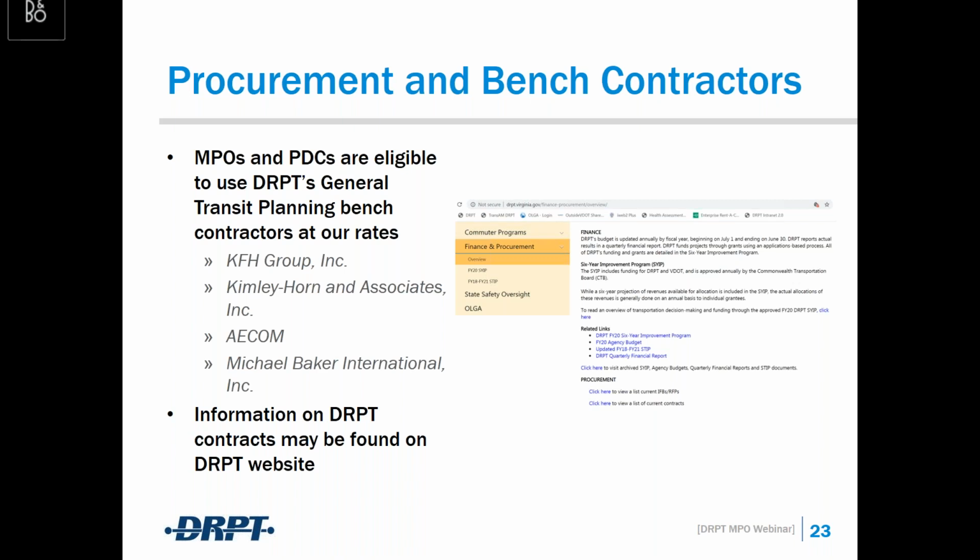So last but not least, just wanted to point this out. I'm not sure if you all are aware of this, but DRPT does have a general transit planning bench contract with the following groups: KFH Group, Kimley-Horn and Associates, AECOM, and Michael Baker. So if any of you have transit planning needs and need some consulting help, and you'd like to use one of these contractors, please let us know, and we can work with you so that you can take advantage of the rates that we have.